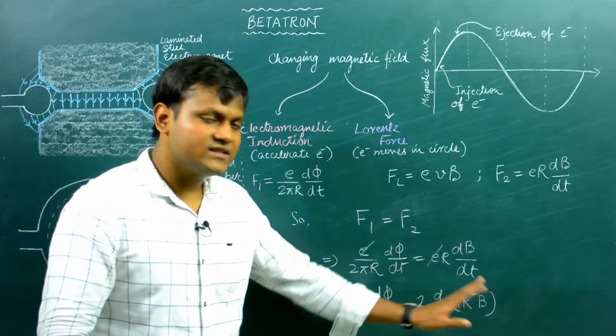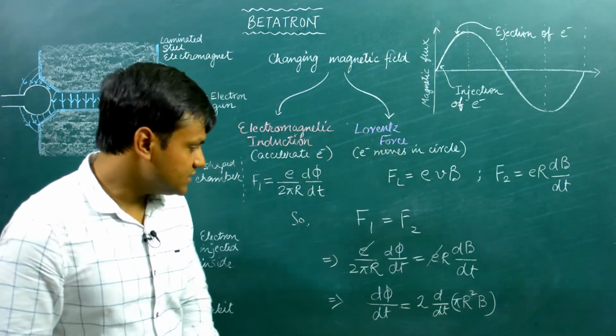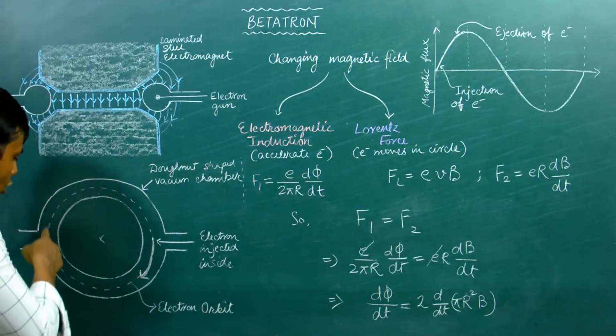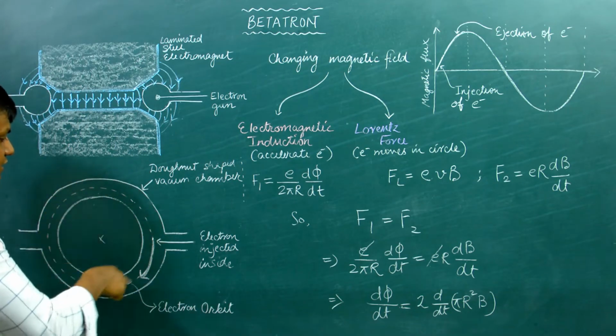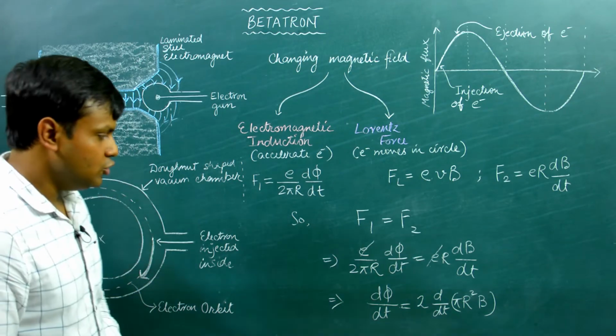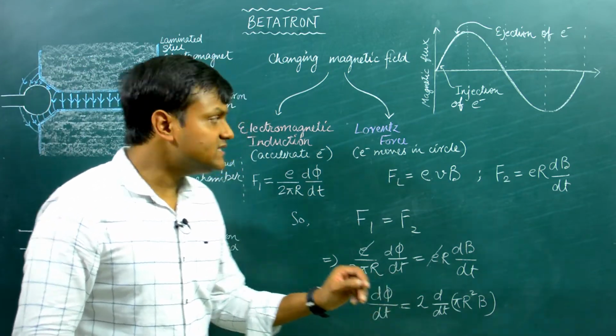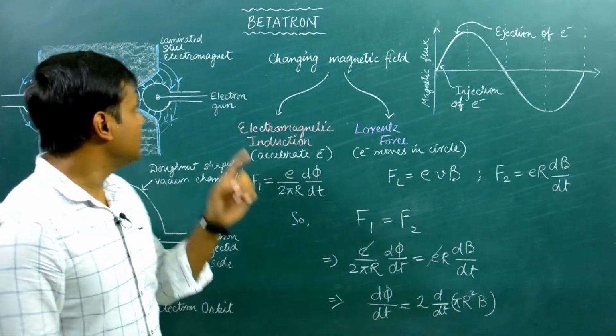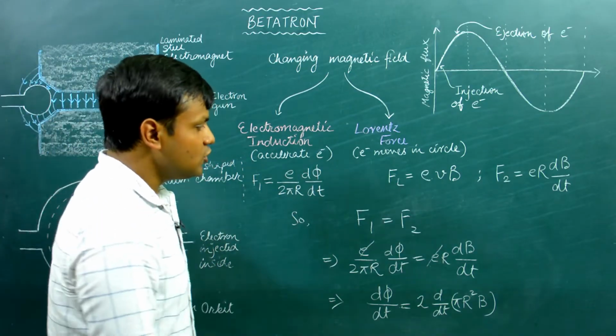So this equation gives us the idea at which the radius will remain constant. What is B here? B is nothing but the magnetic field at the orbit in which the electron is orbiting this donut. And what is phi here? Phi is the magnetic flux associated with the electromagnet of this particular setup.